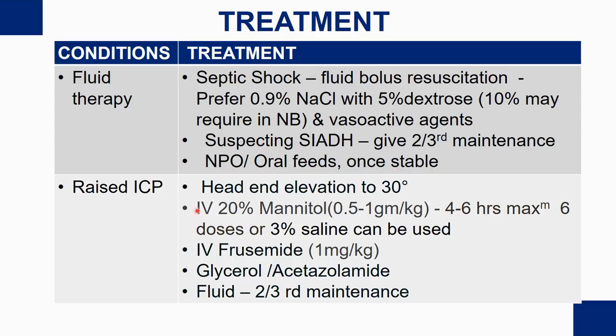For the raised ICP, keep the head end elevated to 30 degrees, and then you can give IV 20% mannitol 0.5 to 1 gram per kg 4 to 6 hourly. Maximum 6 doses can be given, or you can even use 3% saline. IV furosemide is another option. Glycerol and acetazolamide can be used, along with restriction of fluid to 2/3 maintenance.